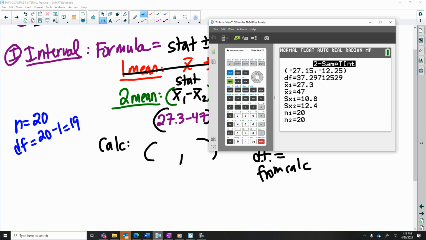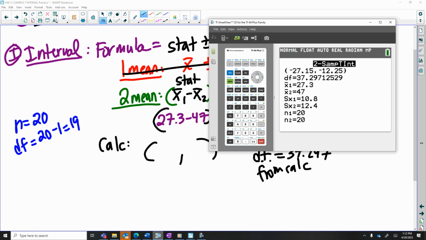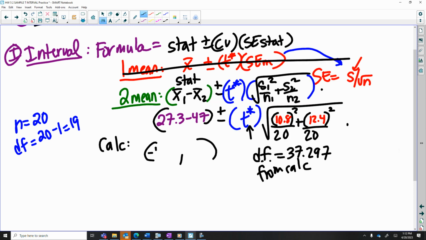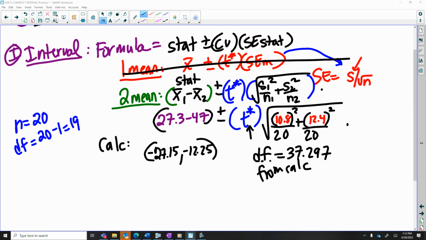So we're going to write 37.297 for our degrees of freedom, and that's the exact degrees of freedom. And then you're going to write negative 27.15 to negative 12.25. Okay. Now notice this entire interval is negative.